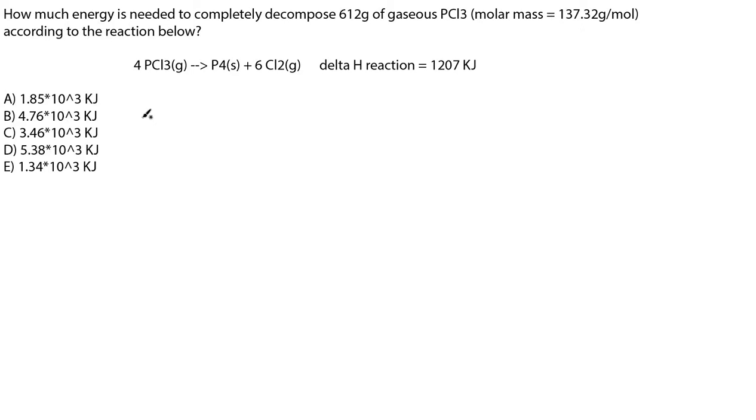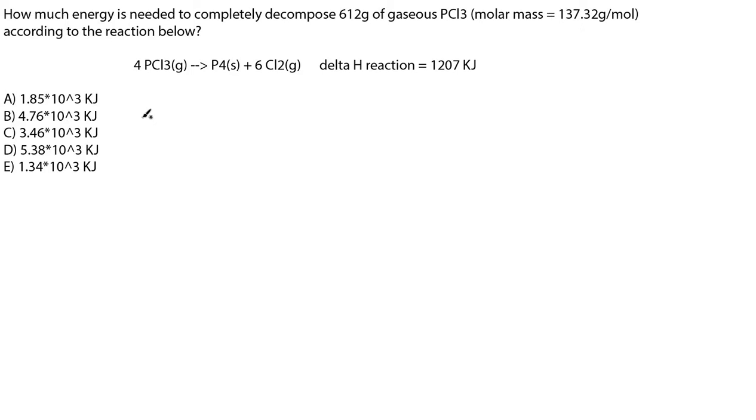So let's give a look at this reaction, and we are given the delta H reaction, which is equal to 1207 kilojoules. And what this delta H reaction is, is the enthalpy of formation of the products minus the enthalpy of formation of the reactants. And so that's what that delta H value is here for the reaction.